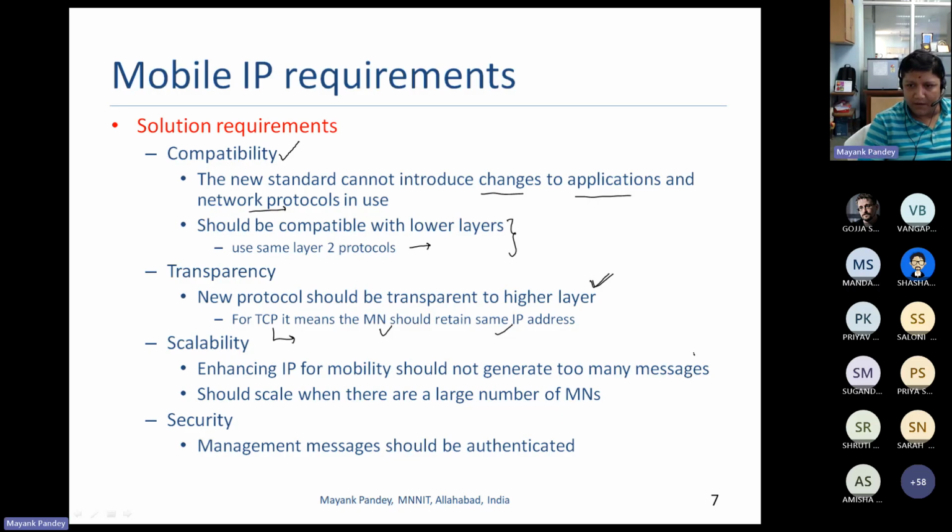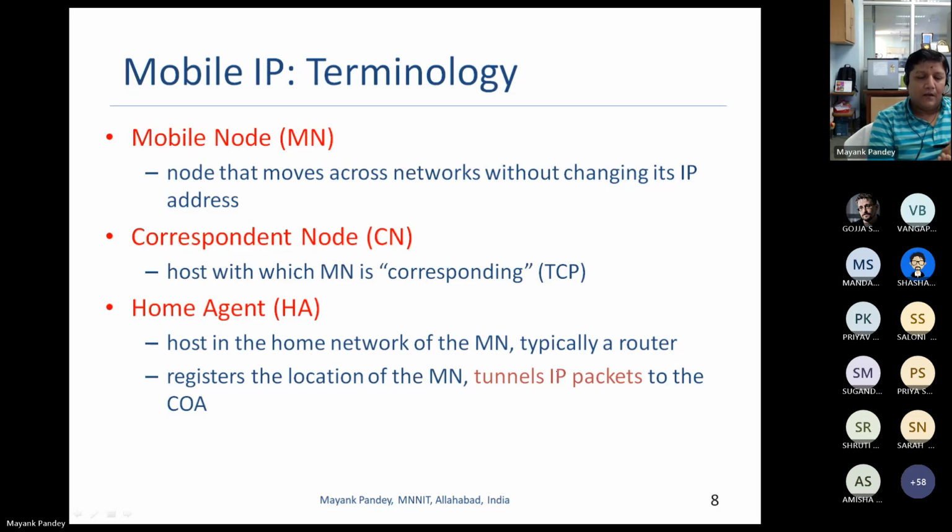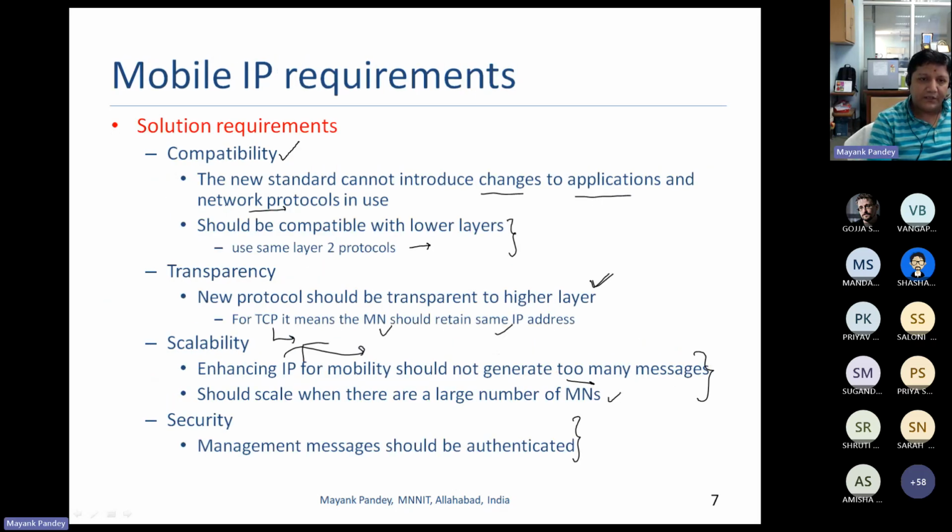The solution should be scalable, giving mobility support to the mobile nodes. IP layer mobility support should not generate too many messages and should provide scalability if there are a large number of mobile nodes. Obviously, there has to be security. The management messages should be authenticated. Now, these are the design issues in front of designers, that these things have to be taken care of.